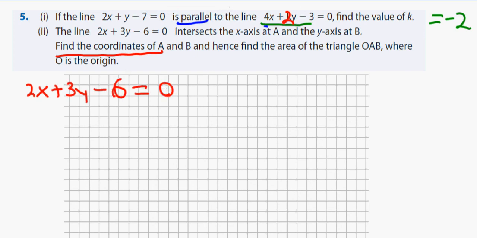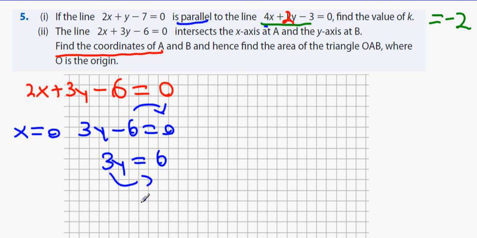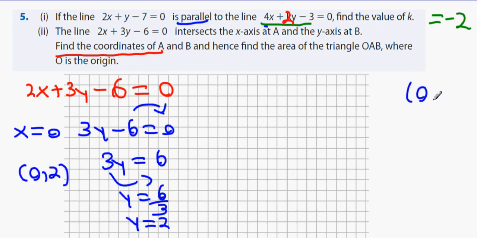What we need to do is get 2 points on this line. The best way is to first of all make x equal 0. This means that x is gone and what's left is 3y minus 6 equals 0. The 6 over the other side, we get 3y equals 6. Bring the 3 underneath, y equals 6 over 3, y equals 2. This is the point x equals 0, y equals 2. So (0, 2).